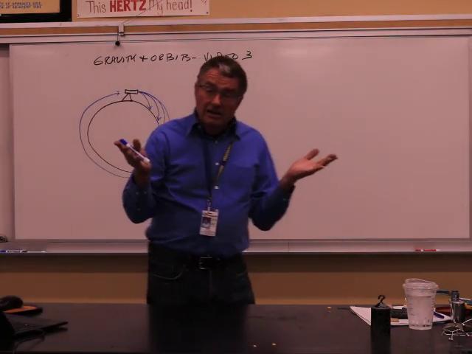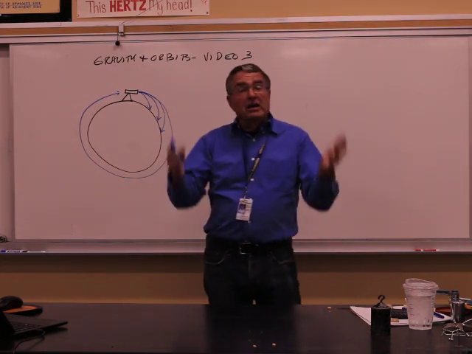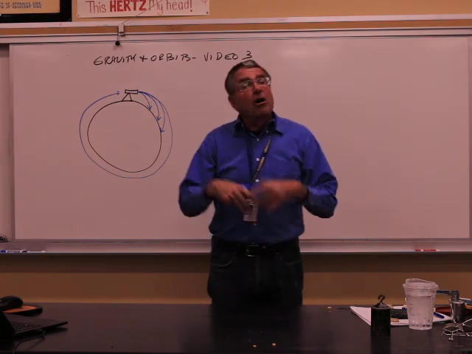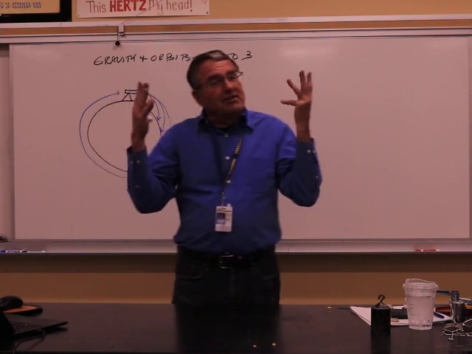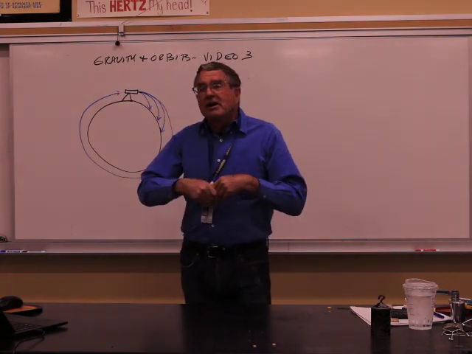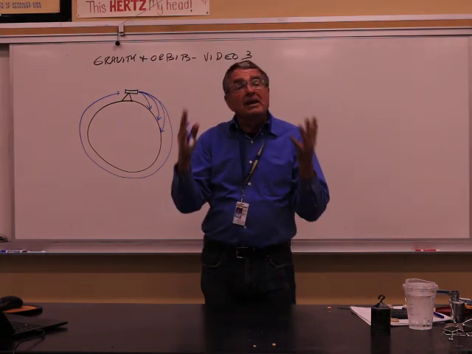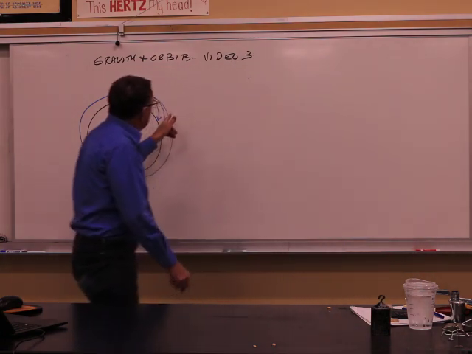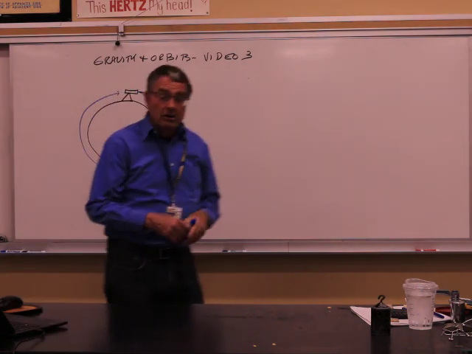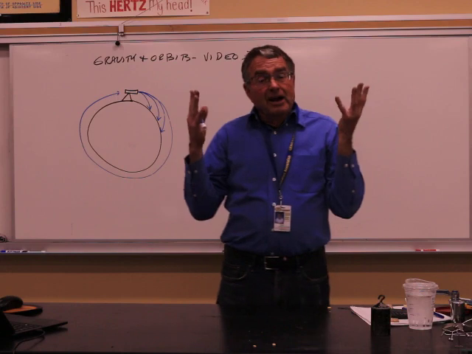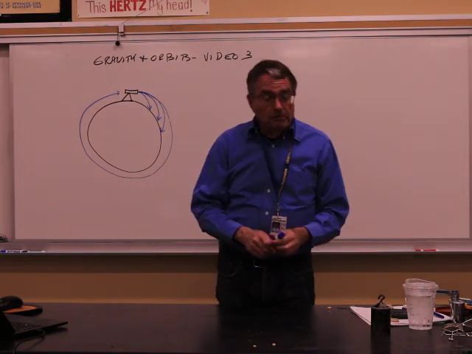So a satellite is always falling towards Earth. It never hits the Earth. It's always falling. It's called free fall. So all the astronauts, when they're in the space shuttle, when they're in the space station, it's falling towards the Earth, but it never hits the Earth. It's in constant free fall. So an orbit is really an object falling towards the Earth that never hits the Earth.